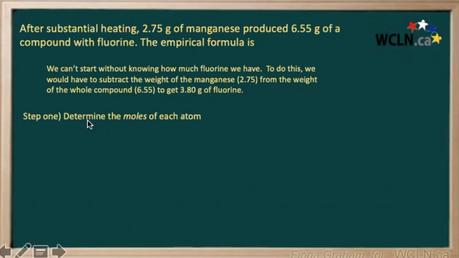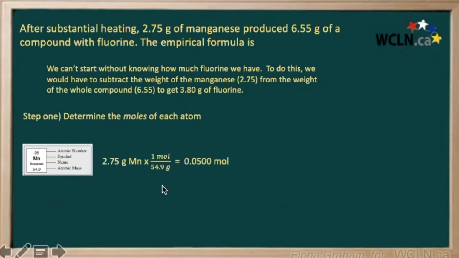Okay, so now we have to determine the moles of each atom. We need this to be able to write down our empirical formula and learn how these elements relate to each other in this compound. So we start by looking at our periodic table for manganese, and we see that its atomic mass is 54.9. And 1 mole of manganese weighs 54.9 grams. We have 2.75 grams. So we would use this conversion fraction here to, in essence, divide the 2.75 grams by 54.9 to give us the number of moles of manganese.